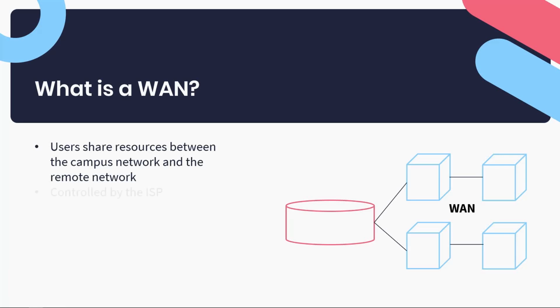A WAN is controlled by the ISP. Each user who wants to access the WAN will have to make an arrangement with the ISP to do so. This arrangement comes in the form of payment for their service. ISPs come in many different forms, such as a mobile service provider company, a telecommunication company, cable company, satellite service provider, etc. In this diagram, the ISP is the WAN.